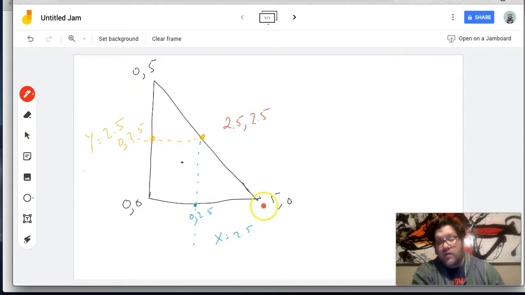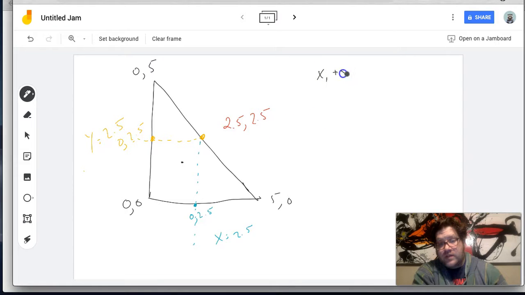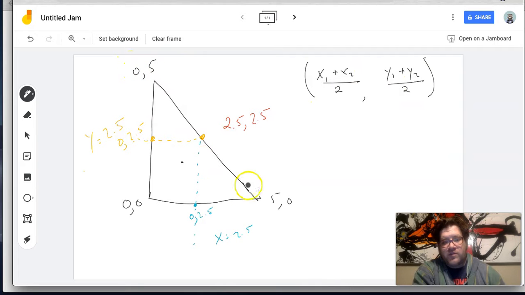Okay, so I want to double check this. So I want to figure out what is the midpoint of this line. So first thing I need is the midpoint theorem. Remember that was x1 plus x2 divided by 2, comma, y1 plus y2 divided by 2. And that will tell me the midpoint of that line. Okay, so I'm going to take my 2 x points. We have 0 and 5. So we have 0 plus 5 divided by 2, 2.5. Done.